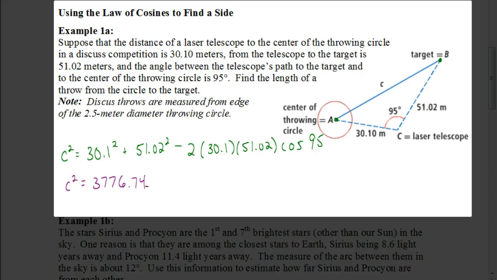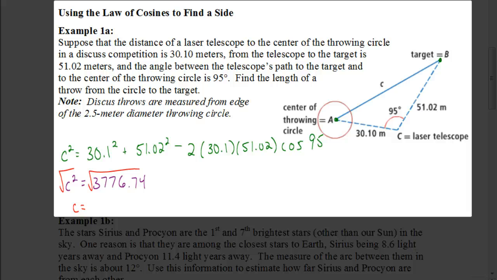Now when we go back to answering this, we're not completely finished here, because I know that c squared is 3,776.74. I want to figure out what our value for c is. Well, in order to do that, I have to take the square root of both sides. Technically that would mean I'd have two solutions, a positive and a negative, but we're not going to have a negative length here, so we're just going to focus on the positive solution.